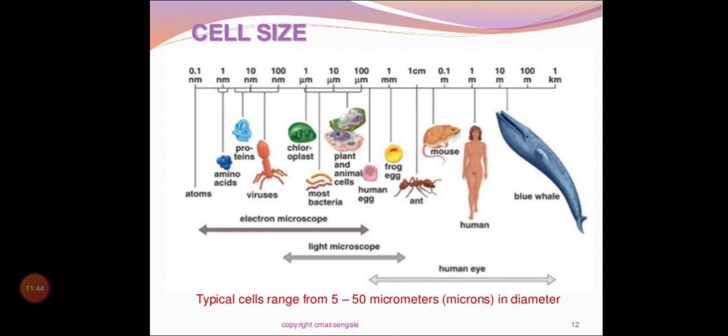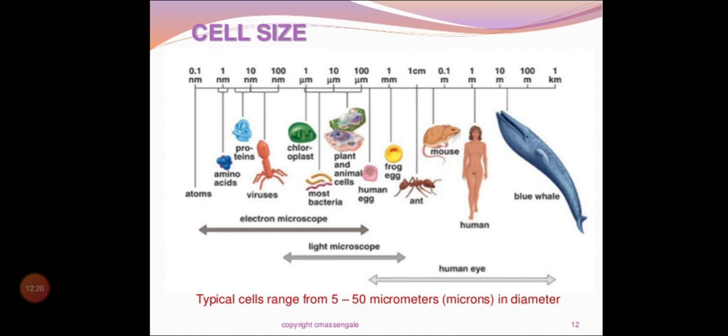Okay, 0.1 nanometer is the size of atoms, and 1 nanometer is amino acids, the basic unit of protein. And 10 nanometers can be seen in protein. Next to that size are your viruses. We know viruses contain only DNA or RNA and protein. So next to protein size is the virus size. Here the picture is a bacteriophage. And 1 micrometer is cell organelles. And 100 micrometers is where plant and animal cells can be seen.